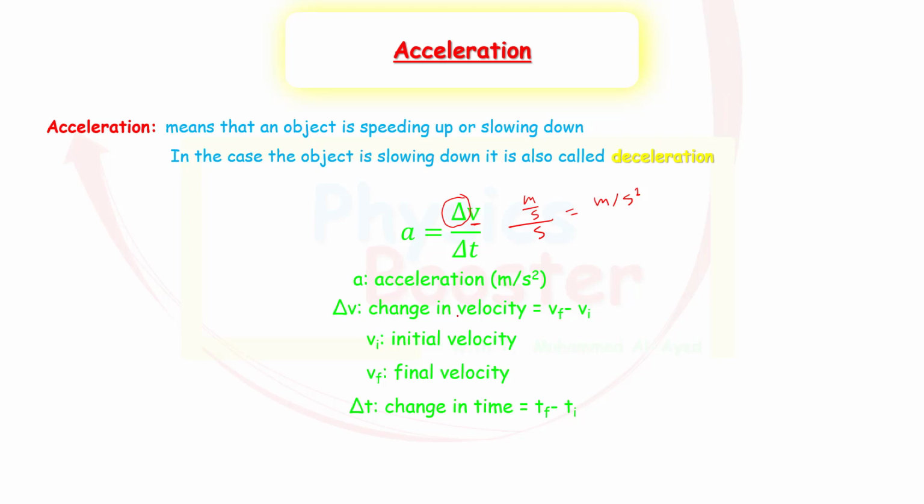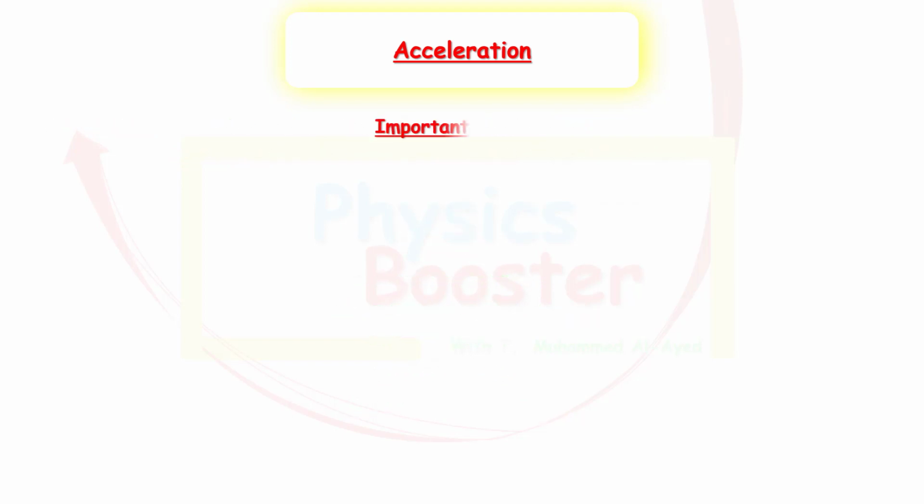Now delta v means change in velocity, which means the final velocity minus the initial velocity, and delta t means the change in time, which is the final time minus the initial time. So the equation is very easy and straightforward, but the application can sometimes be a little bit tricky.